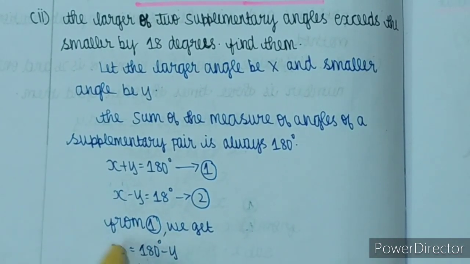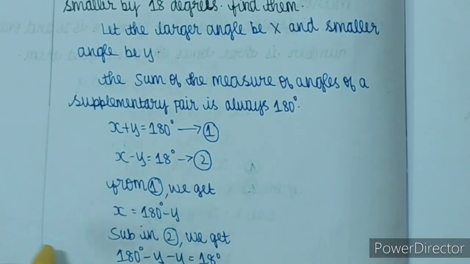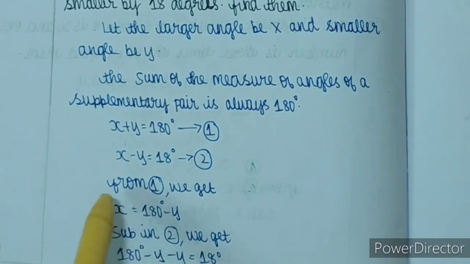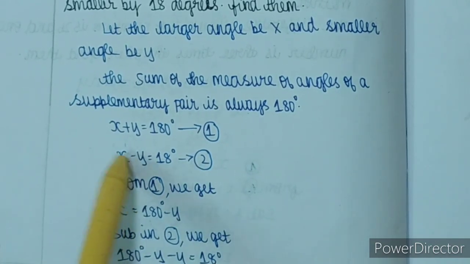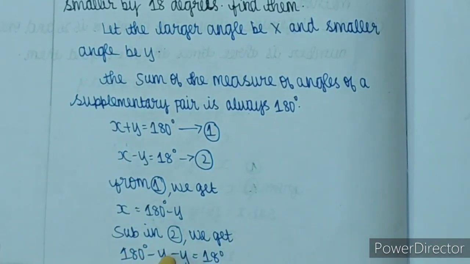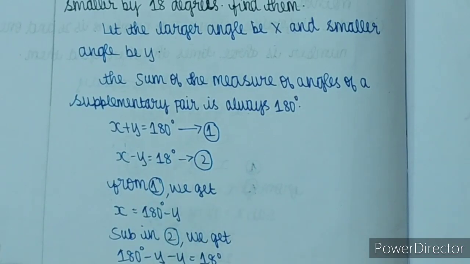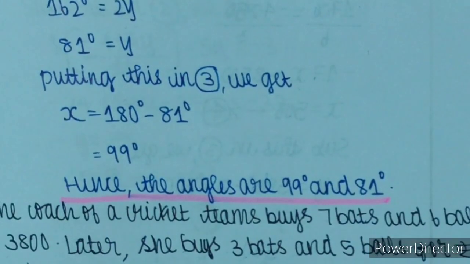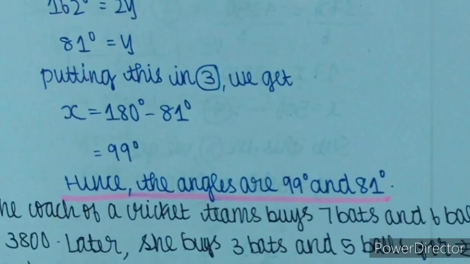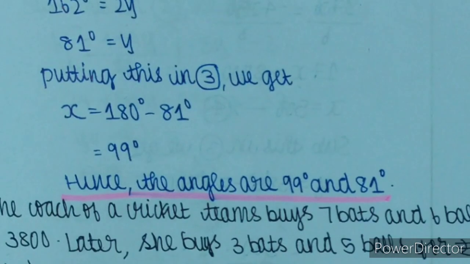Now we need to substitute this value of x in the second equation. So substitute in the second equation x is equal to 180 degree minus y. In the second equation we get, in the place of x, 180 degree minus y is equal to 80 degree. On solving the equations further, we get 162 degree. That is 180 degree and minus y is equal to 18 degree was the equation.